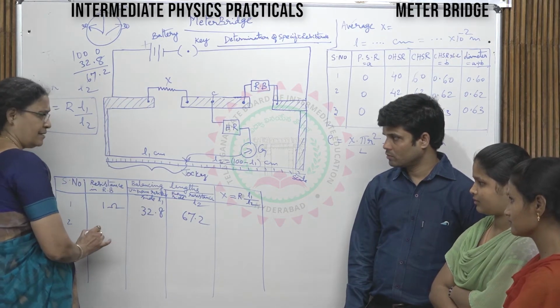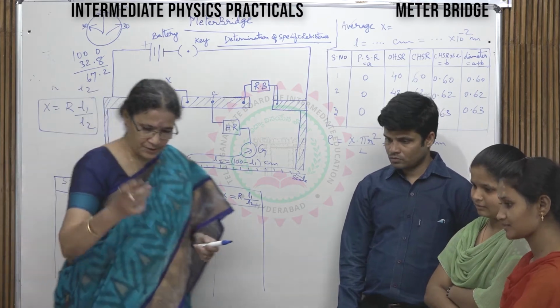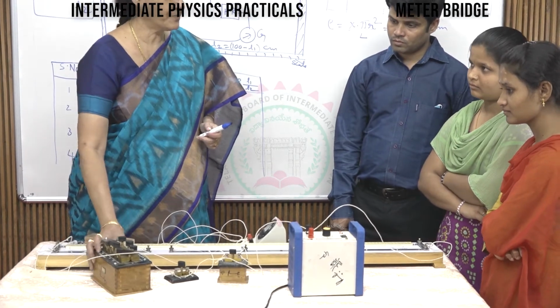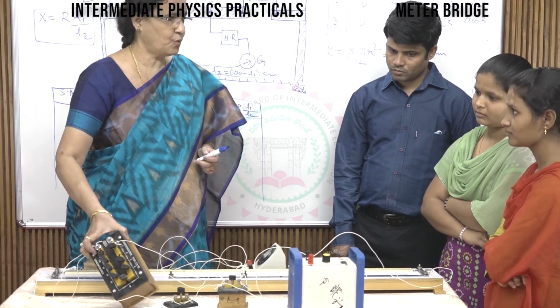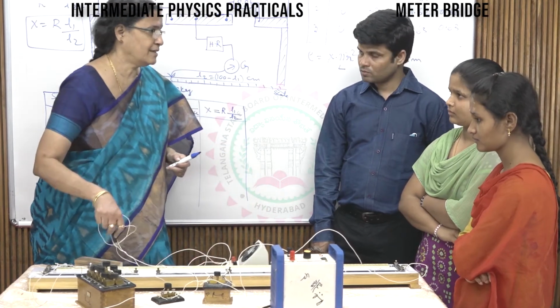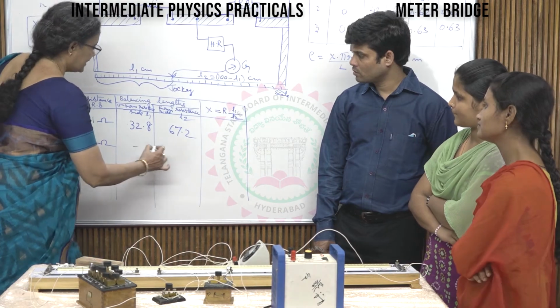Now, for the next reading, you apply 2 ohms. You keep this plug back in the 1 ohm socket. Just keep the 2 open. And again, test on the meter bridge wire where you are getting 0 deflection. Note down those readings here.